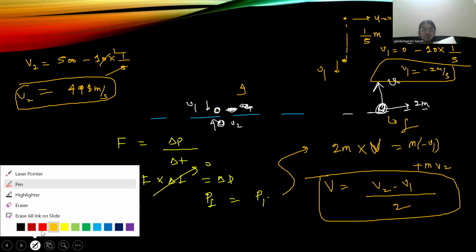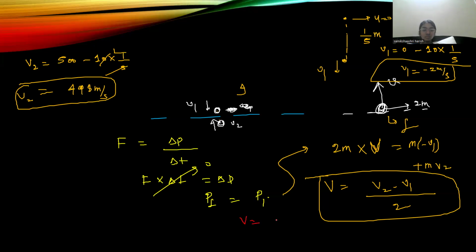Now just put the magnitude only, already I have taken the sign. That will be 2. Tell me fast, what is V? 496 by 2, how much? 248. That is the combined velocity. So this particle having mass 2m is going with velocity 248.